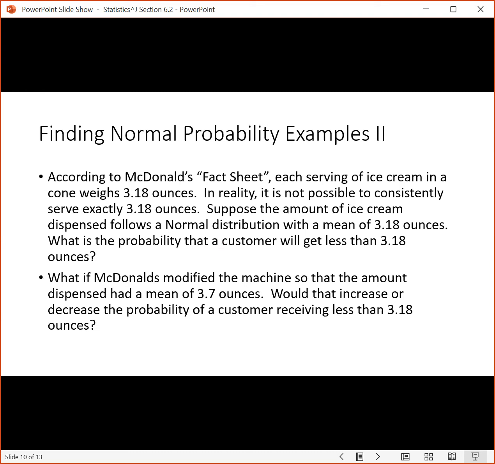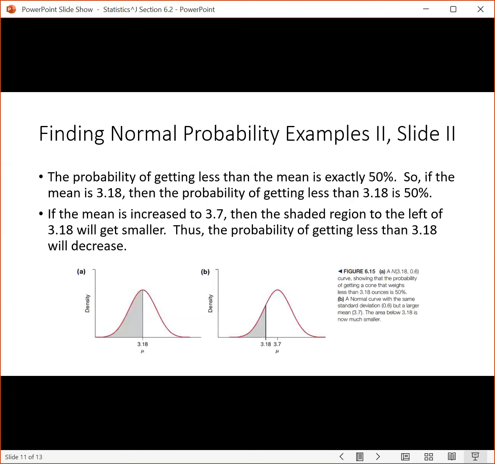And then next, what if McDonald's modified the machine so that the amount dispensed had a mean of 3.7 ounces? Would that increase or decrease the probability that a customer would receive less than 3.18 ounces? All right, let's look at the solution to that.